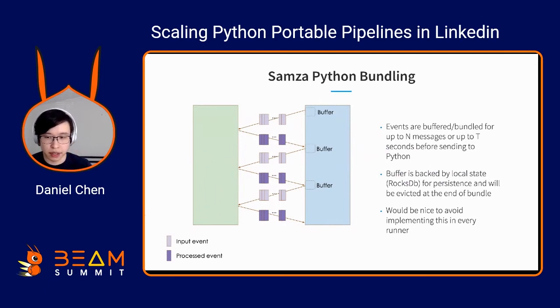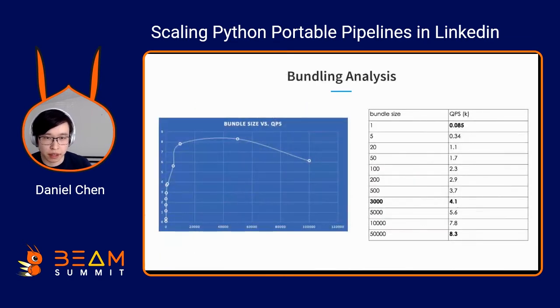So this is very nice, and it improved our processing speed significantly, which allowed us to handle much more scale. Here are some data points that we have. At one bundle size, we can see that it is pretty terrible, per container QPS at 85. As we increase this, the QPS increased greatly.